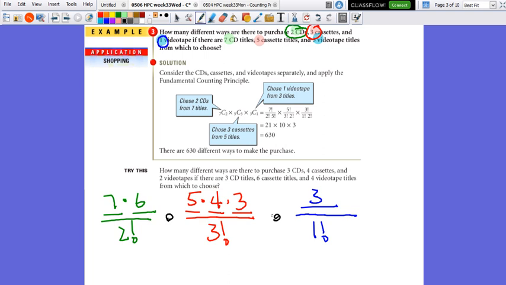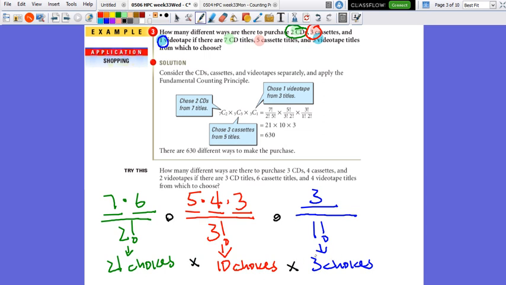Because this gives you 21 choices, this gives you 10 choices, and this gives you 3 choices. You just multiply all these choices together and you get 630. And that's what we got here.